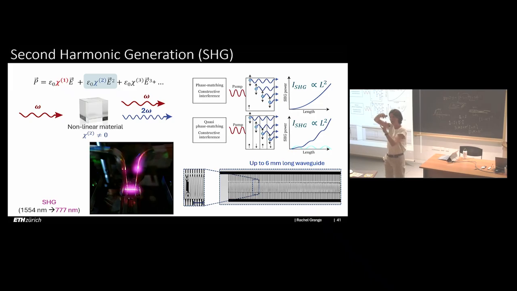I should have shown the crystalline structure, but this is what we do. You just invert the polar axis. And then when you do that, again, you can have your second harmonic power that is nearly proportional to the length of your crystal. So you are really building up your quasi-phase matching constructive interference.